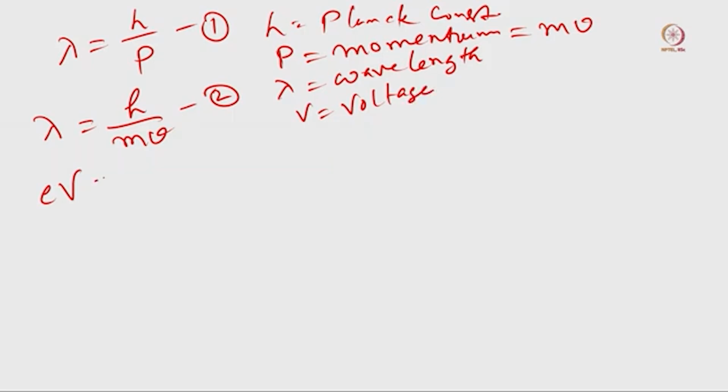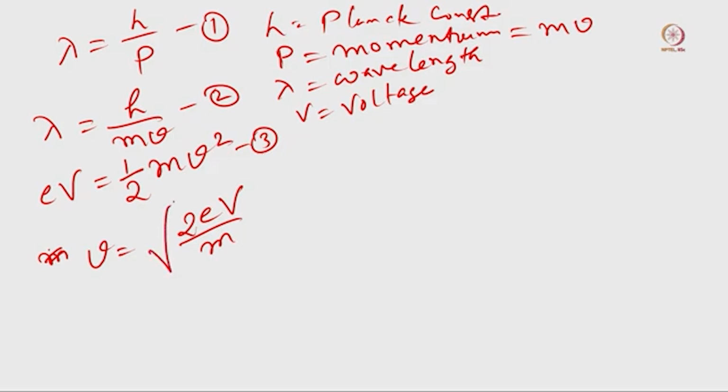And now this potential energy eV will be equivalent to kinetic energy, half mv square. Again, m is the mass and v is the velocity. Now from that equation 3 we can get that v equals root of 2eV by m. So this is my equation 4.